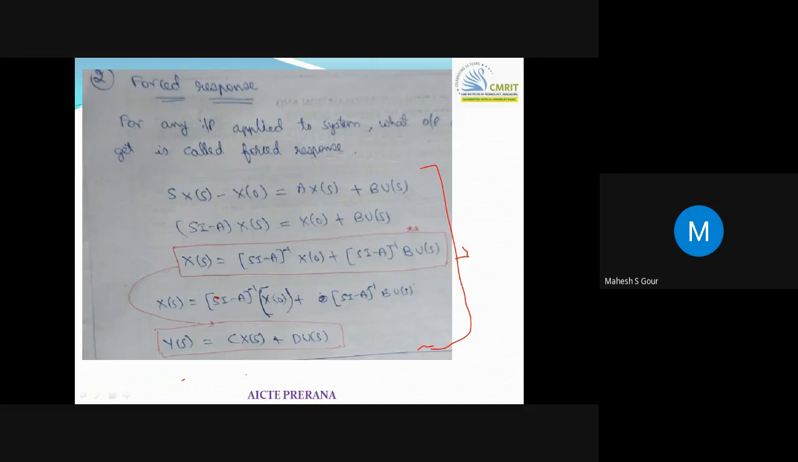Okay. So here what will happen: if any input is applied to the system, what output they are getting, that is forced response. It means input will be there, your initial conditions will be there, your output will be there. All the three will be there. What response I'll be getting, that is called forced response. So we'll solve a problem on that so that this will be clear. No need to learn the derivation.